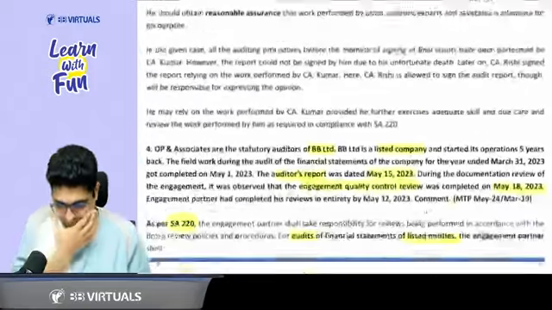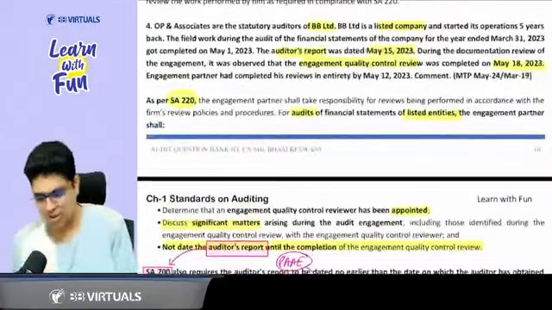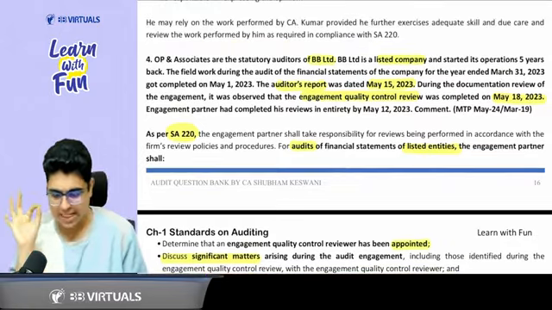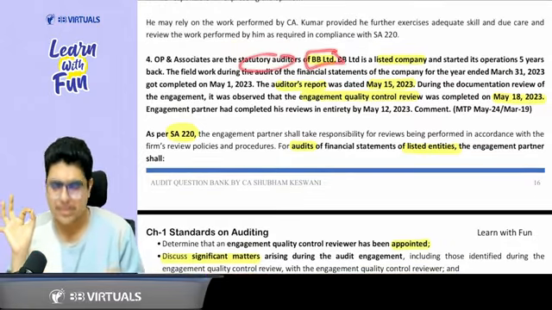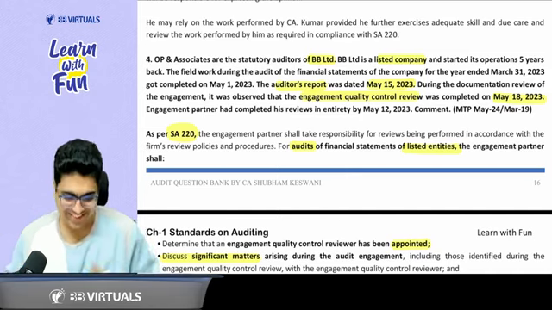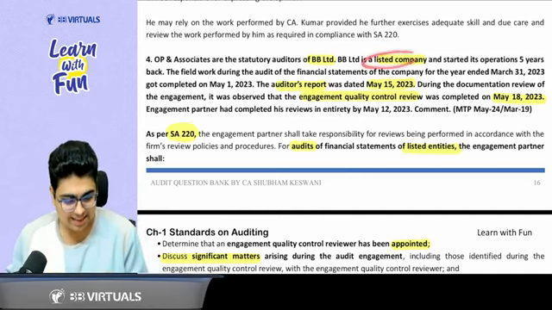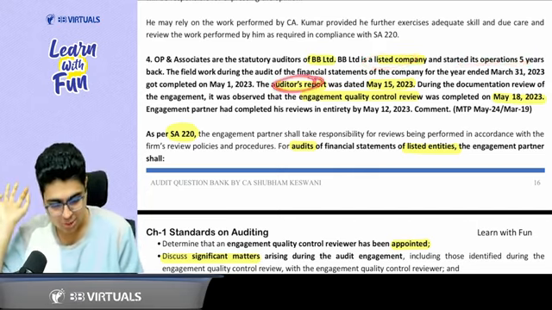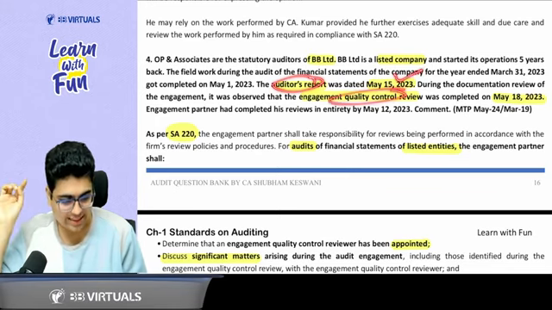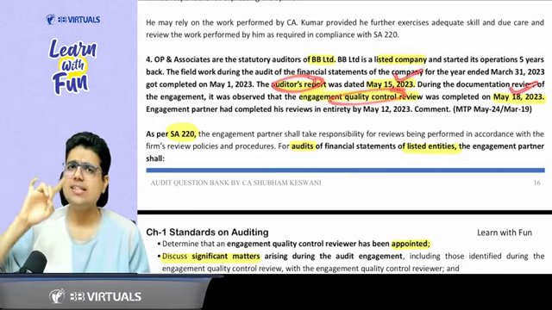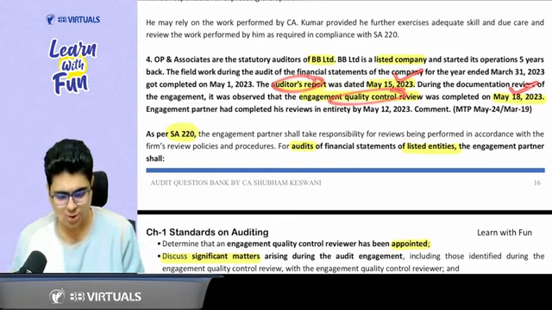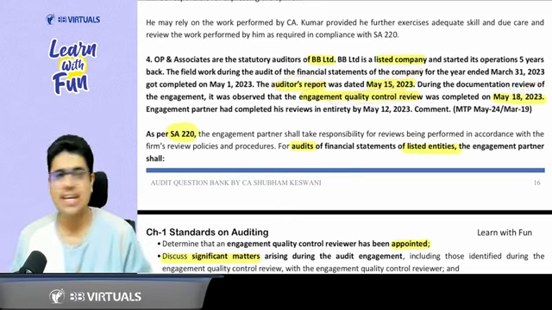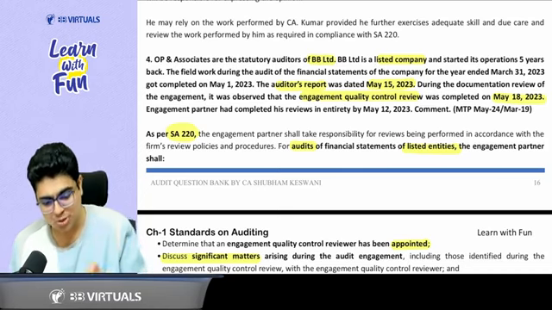Now one more question I want all of you to focus on is question number 4. OP and Associates are the statutory auditor of BB Limited. BB Limited is a listed company, started its operation 5 years back. Now, sir, the audit report is dated 15th May. EQCR is dated 18th May. Whose responsibility was it to not date the audit report before EQCR? Engagement partner. So you need to write those points only.